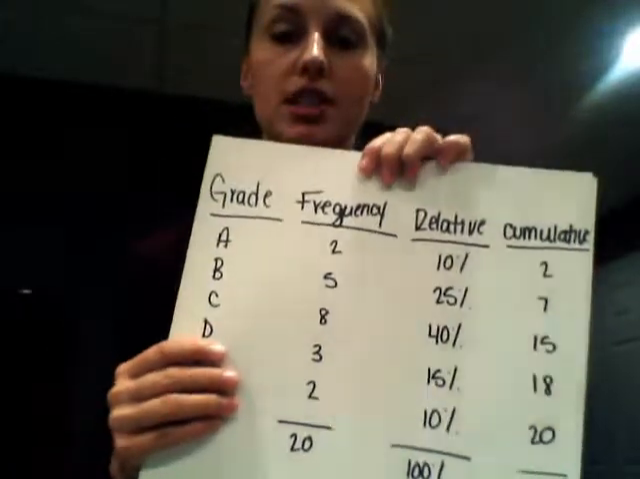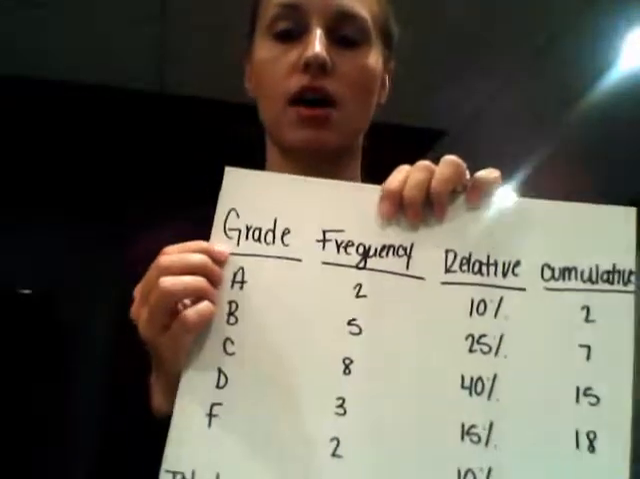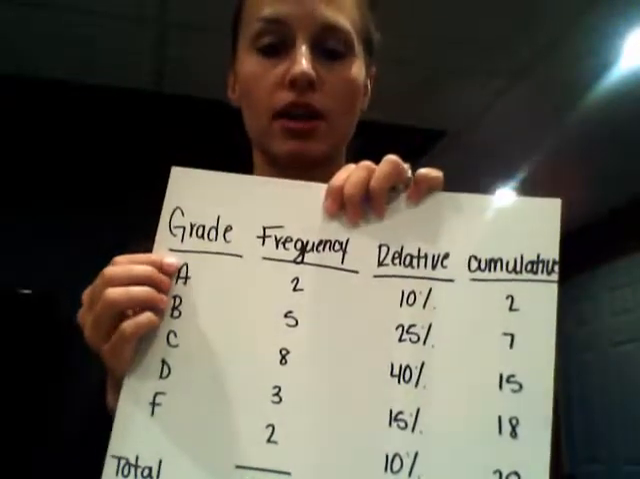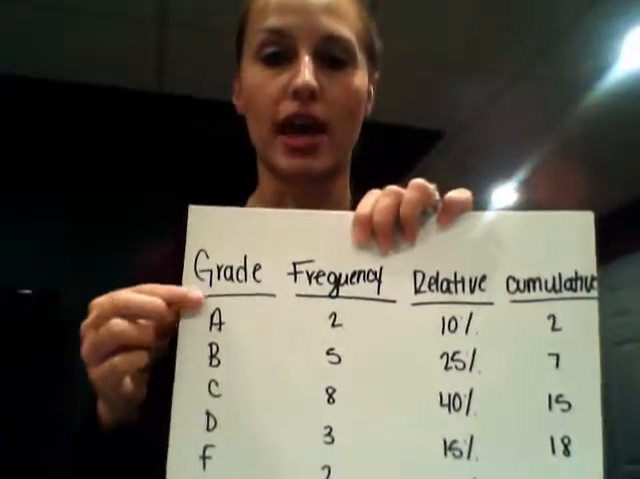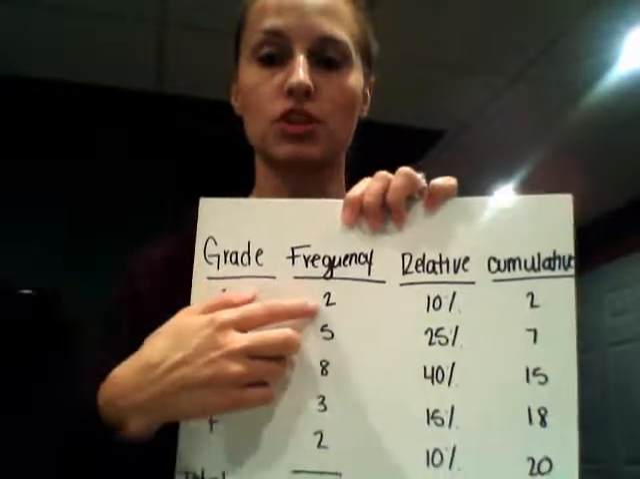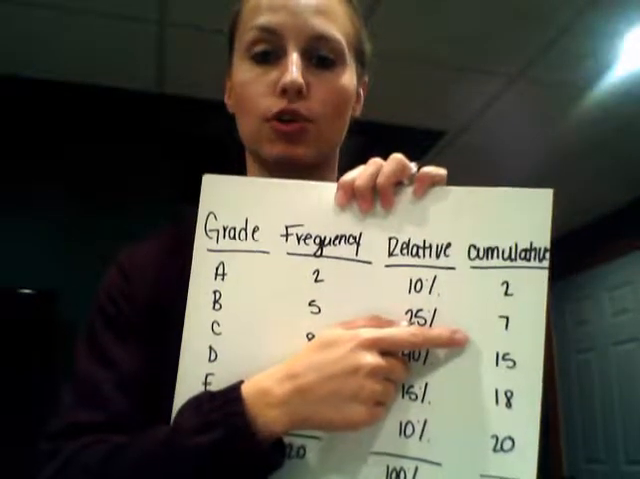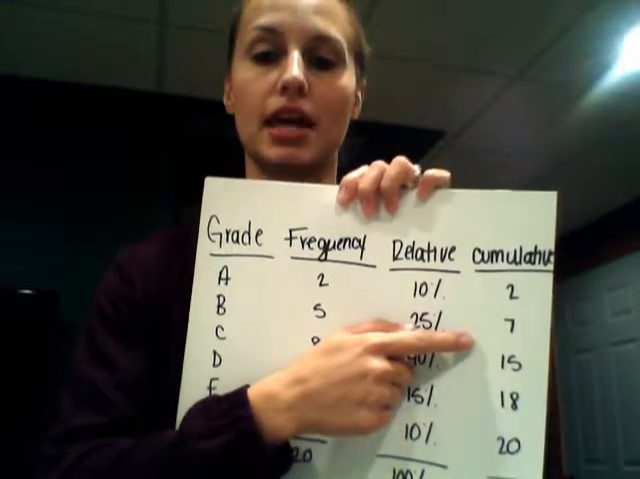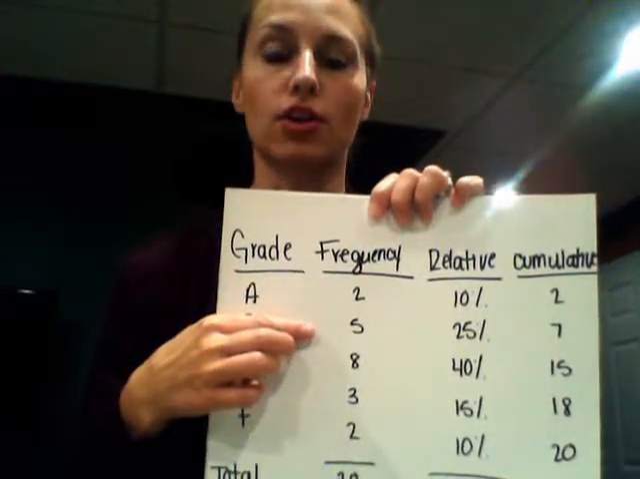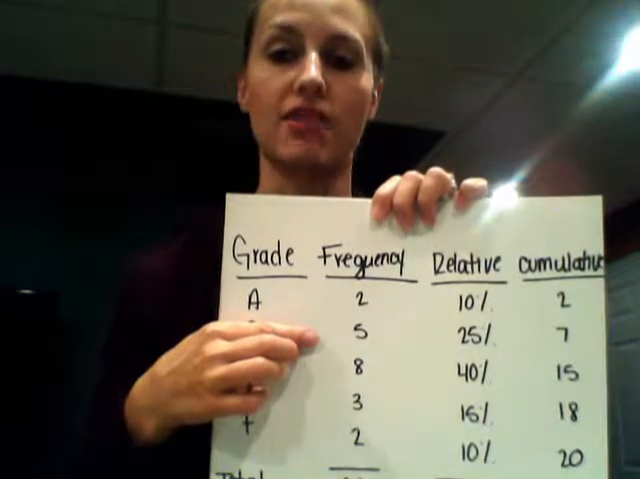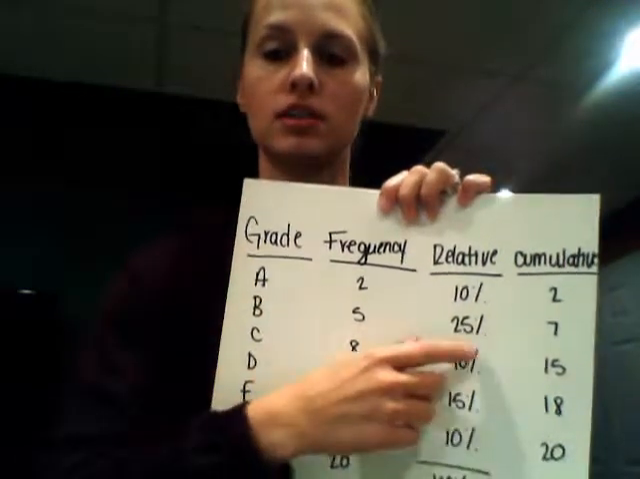Now to get the cumulative frequency, this is going to include all of the data for that category and add all the preceding data that you're given. So for grade A, we only have 2, so that's our cumulative frequency. To get 7 for grade B, we are going to take the preceding information, which is 2, and add the current data for that category, which is 5, and that gives us 7. So we're going to do this for all the grades A through F.